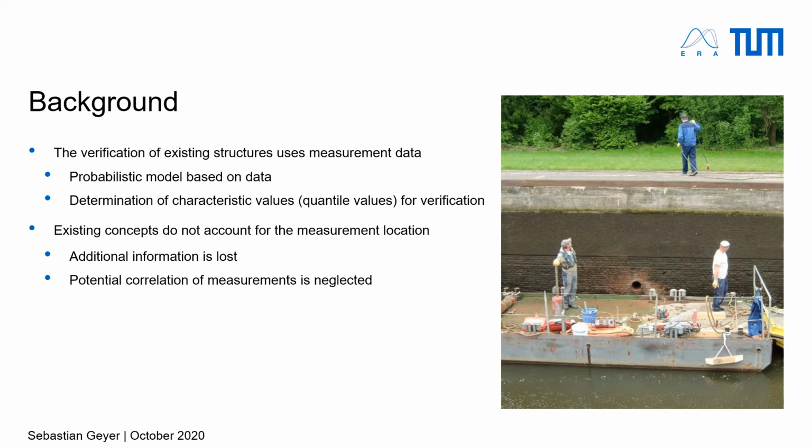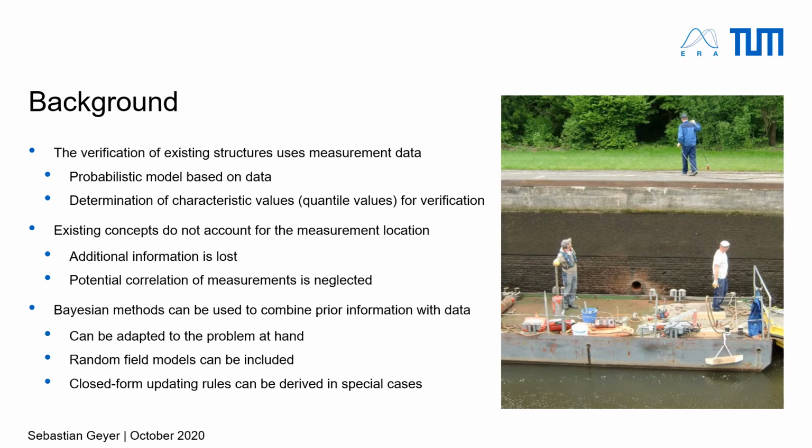We want to use this information by using Bayesian methods. Bayesian methods can be used to combine potential prior information with the data at hand. Since they are quite flexible, they can be adapted to the problem that you're facing. Plus, you can include random field models in the update, and in special cases, when you use conjugate priors, closed form updating rules can be derived for the Bayesian update.